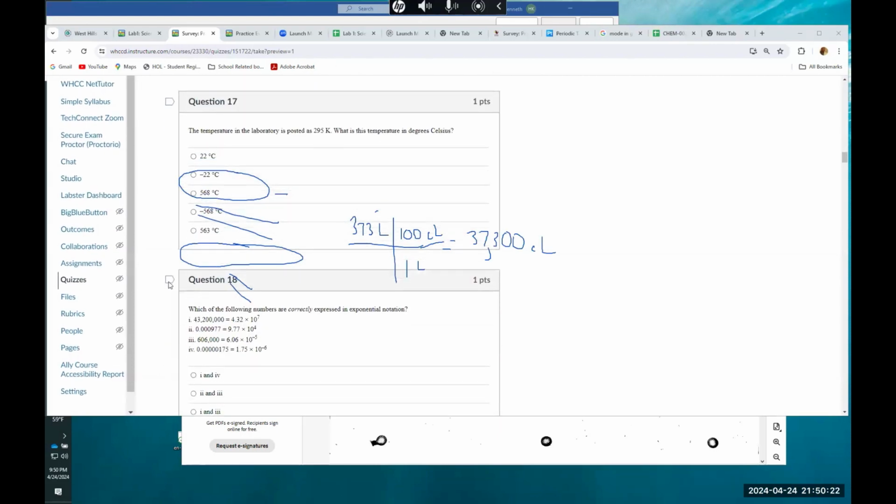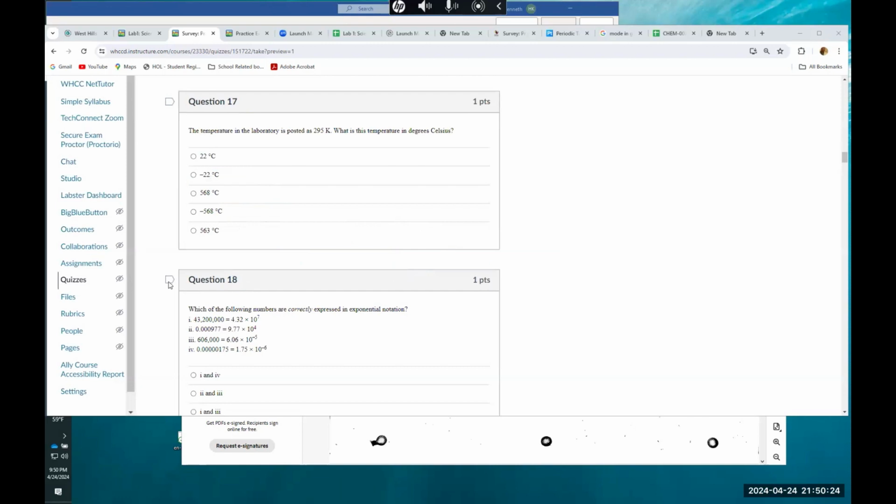The next one. The temperature in the lab is posted as 295 Kelvin. What is the temperature in degrees Celsius? Isn't that minus 273, and we have Celsius, so it'd be 22. That is correct. So minus 273.